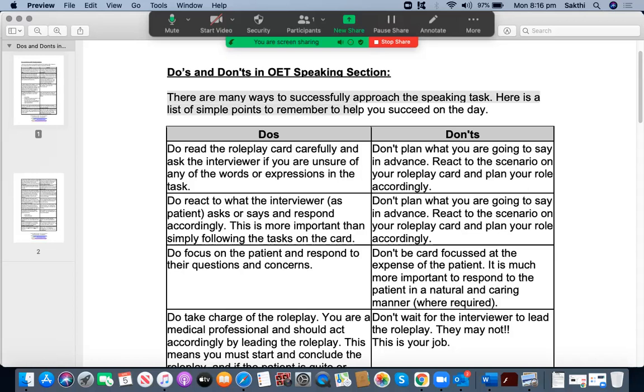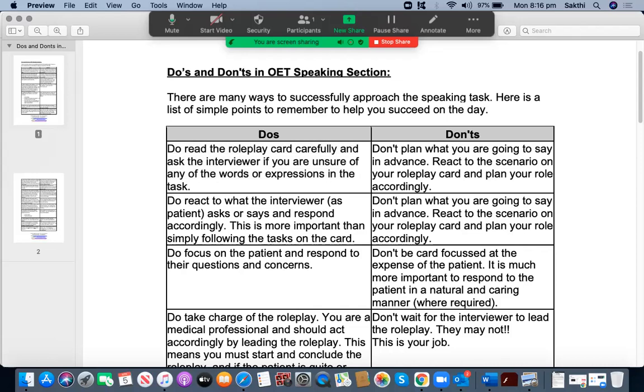There are many ways to successfully approach the speaking task. Here is the list of simple points you need to remember in order to help you succeed on the test day. What you have to do: you need to read the role play card carefully and ask the interviewer if you are unsure of any of the words or expressions in the task. Remember that you are allowed to ask these questions to the interviewer before the audio begins. Okay, that is really important.